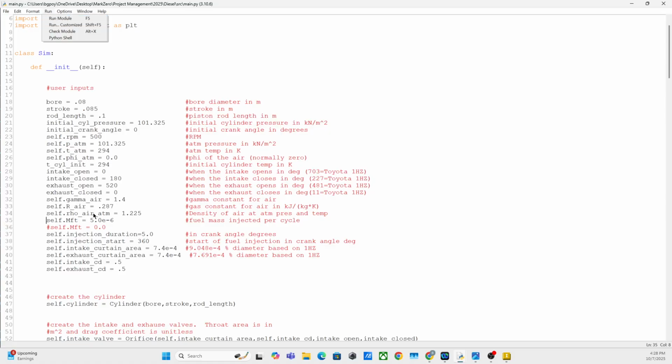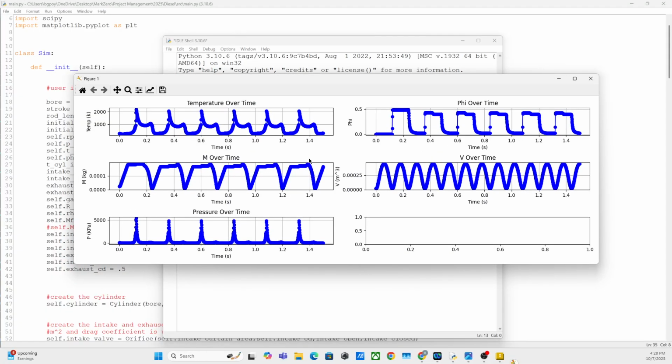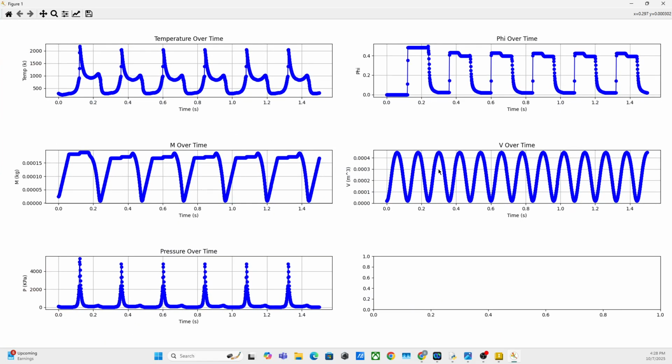Rerun this with this tiny little bit of fuel squirted in. All right, now we're cooking with peanut oil. So look at this now. Temperature is up, pressure is way up, and this is your fuel equivalence ratio.